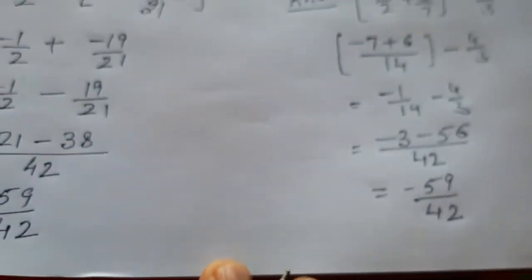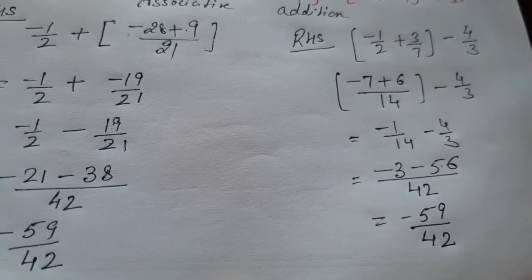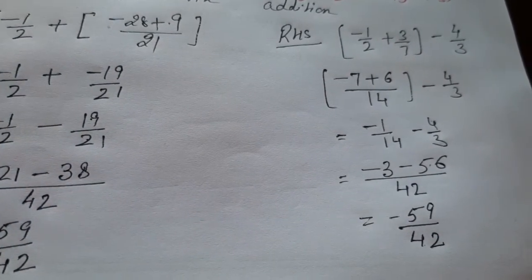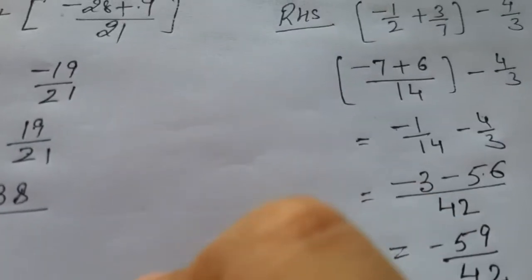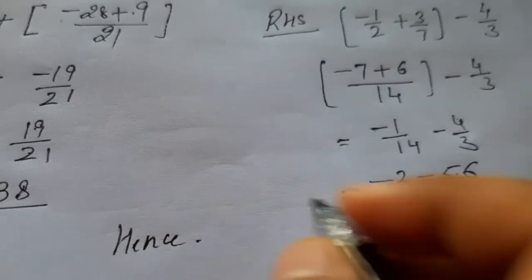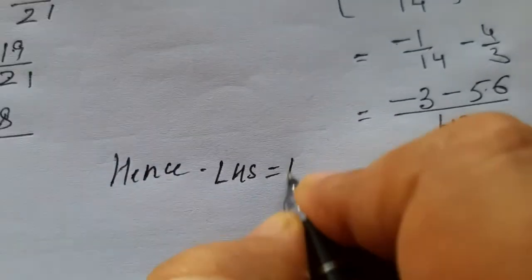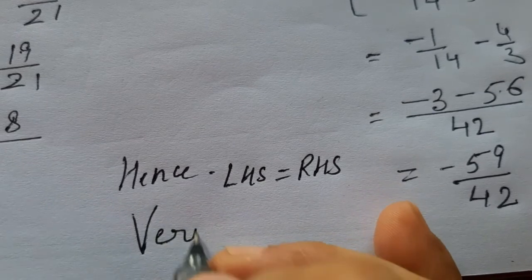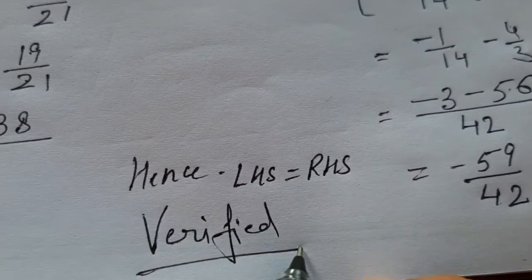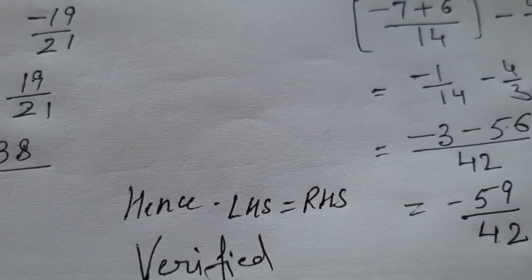Now see, in the left hand side we are getting minus 59 by 42 and in the right hand side also we are getting minus 59 by 42. So hence we can write here left hand side is equal to right hand side. So that means it is verified. I hope you understand it.